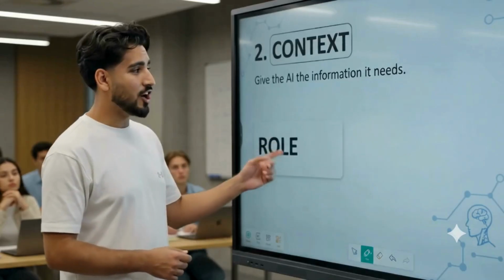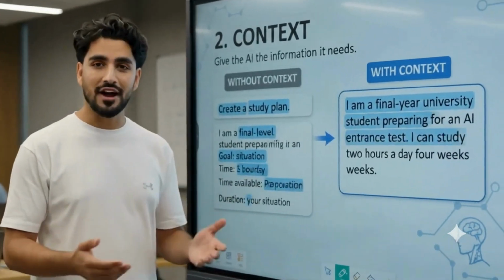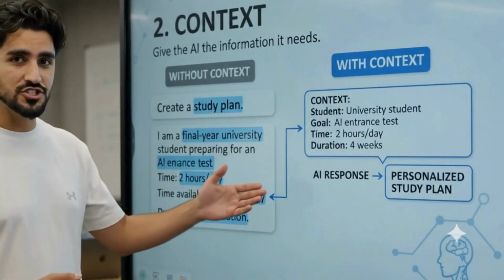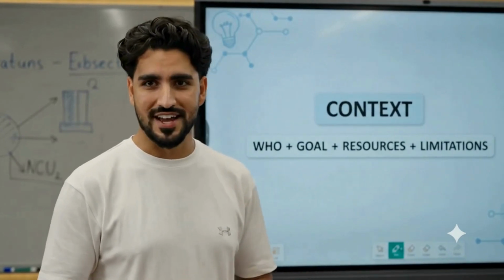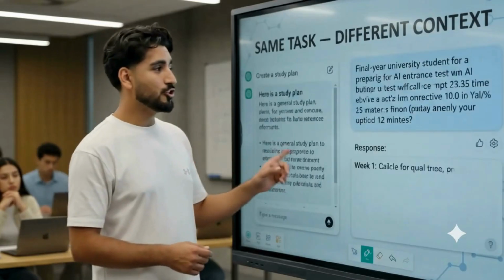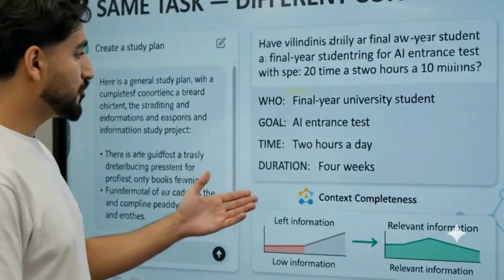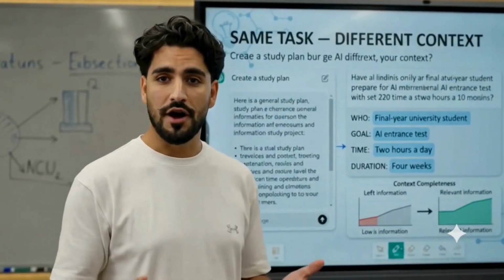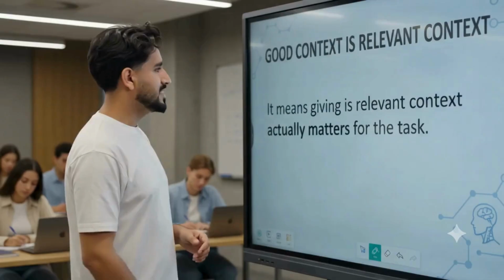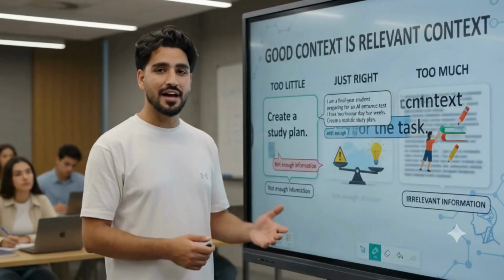The second element is context. Context gives the AI the background information it needs to understand your situation and produce a more relevant response. Without context, the same question can produce a very different answer. For example, compare these two requests. The first gives almost no background information. The second tells the AI who you are, what you're preparing for, and how much time you have. It means giving the AI the information that actually matters for the task.